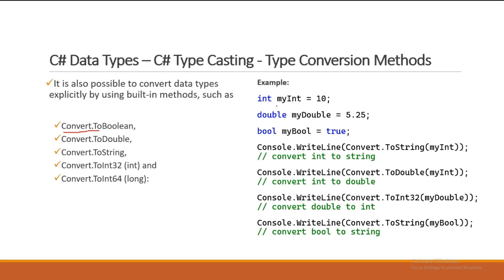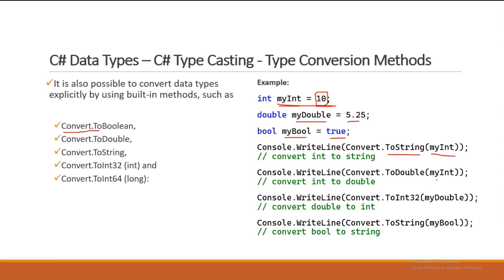Let's see here. We have my int, which is 10, my double, which is 5.25, and my bool, which is true. If we convert my int to string, it will convert this integer number to a string, and we can use it as a string. Of course, if we write, for example, a string sum plus my int, that number is automatically converted to string. It is also possible. Later we are going to see some examples about it.